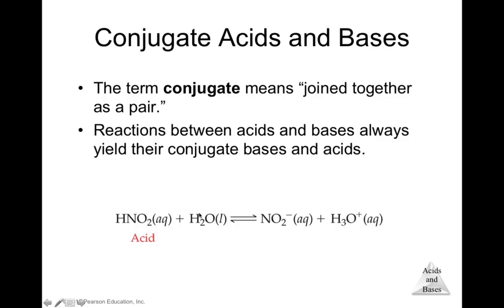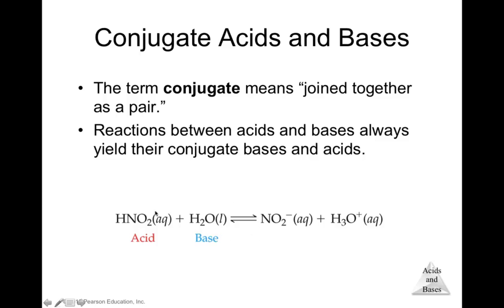And how can I confirm that? Because this will produce H3O+. So the only way that this could produce H3O+ is by accepting a proton from HNO2. And because it's accepting a proton, this will then be a base. So now this is in equilibrium.